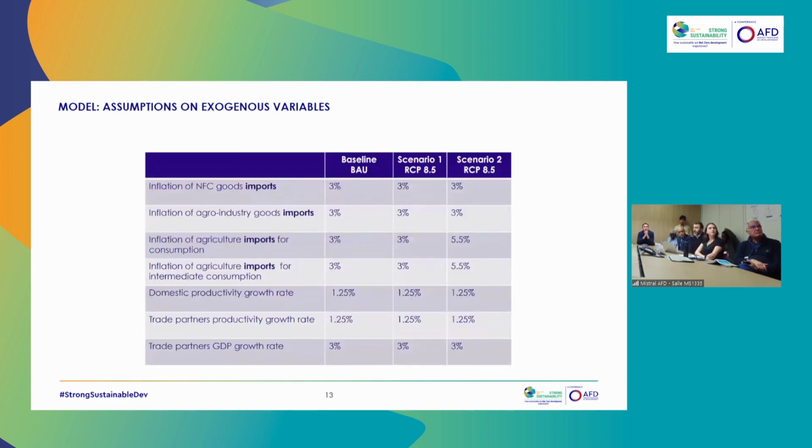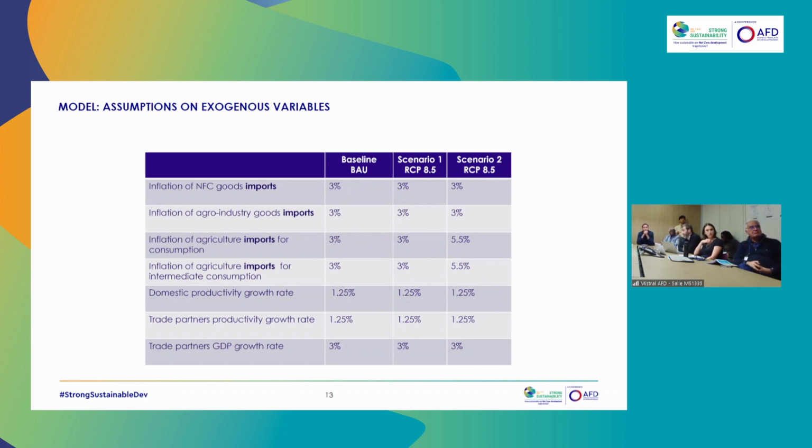So I'm going to show you three simulations in the beginning. Baseline, scenario one, scenario two, both of them are RCP 8.5. The difference, as you are going to see, is that we have an optimistic RCP 8.5 scenario and a pessimistic RCP 8.5 scenario. The only thing we change is the inflation of agriculture imports. In one scenario, we assume that food prices grow at the rate of everything else, 3%. So the EU's inflation stays at 3%, and the price of food imports grows at 3% in line with the rest of the inflation. That's our optimistic RCP 8.5. In our pessimistic RCP 8.5, we assume that inflation of agriculture imports grows at 5.5%.